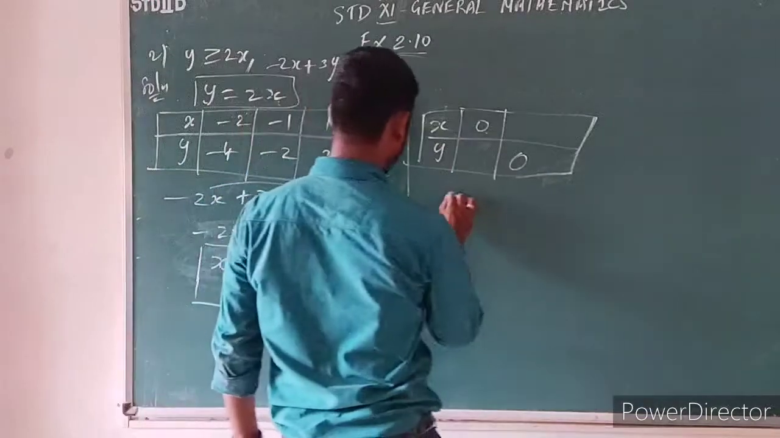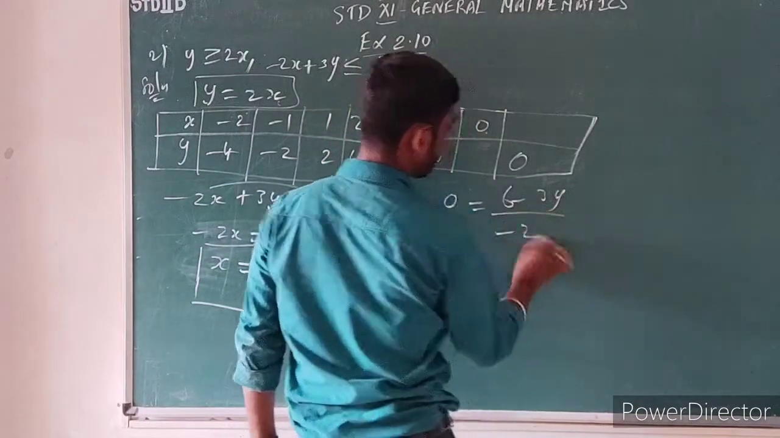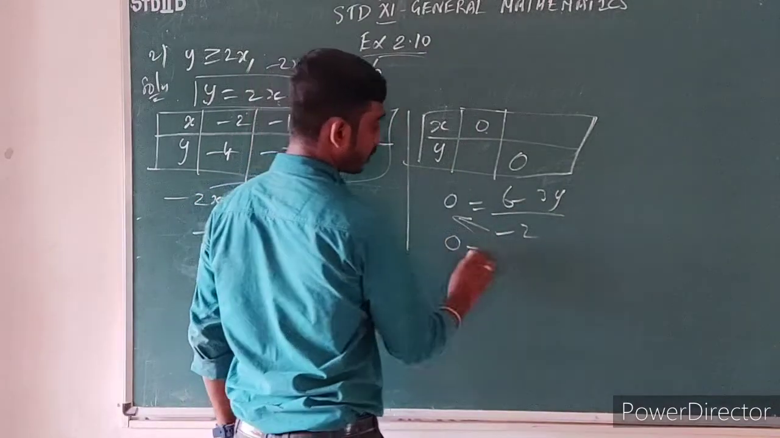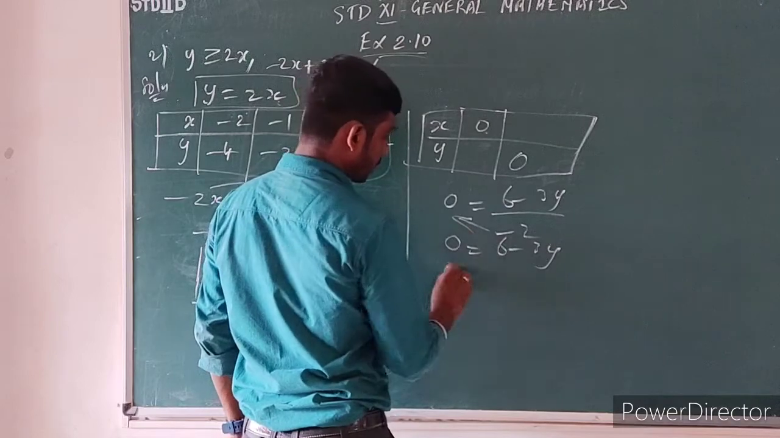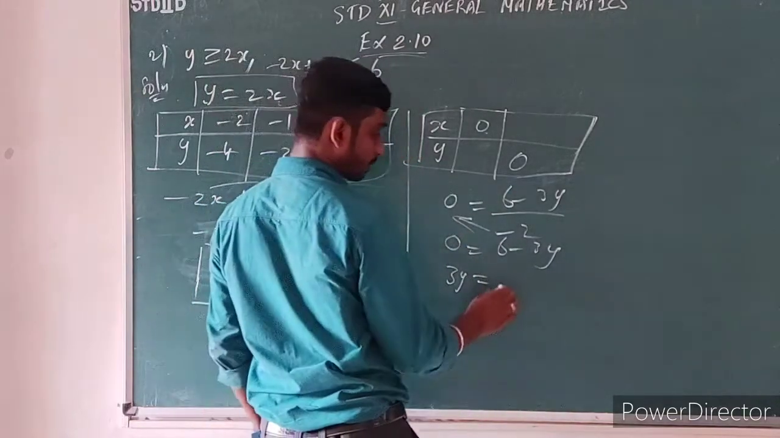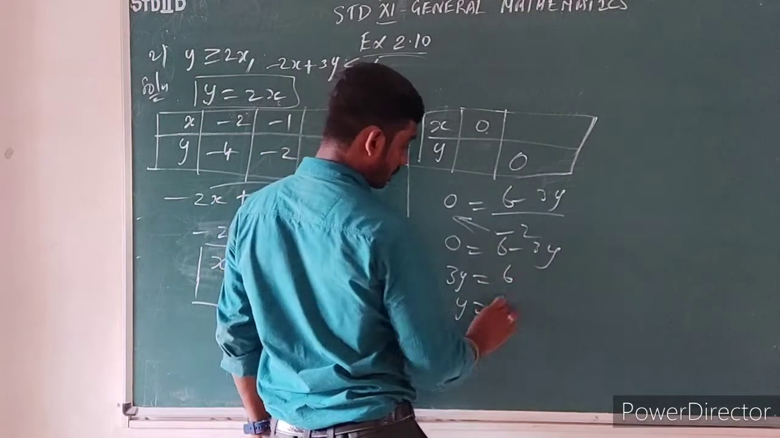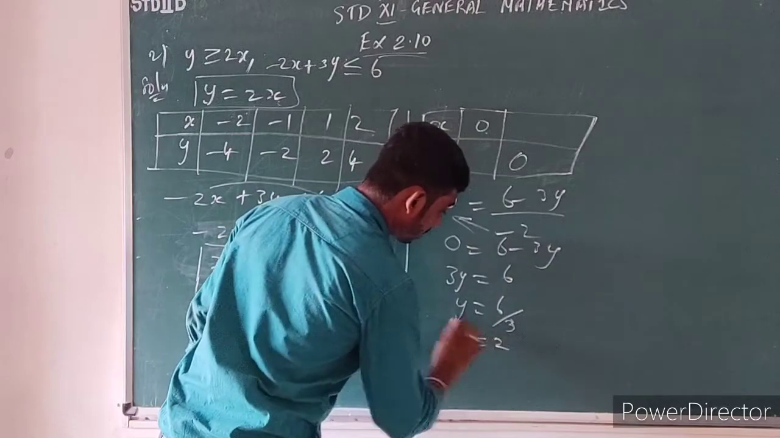So 0 equal to 6 minus 3y divided by minus 2, it will be cancelled. 0 equal to 6 minus 3y. Then this 3y goes to that side. Minus 3y goes to the other side and changes into plus 3y. Then y is equal to 6 divided by 3. So y is equal to 2.